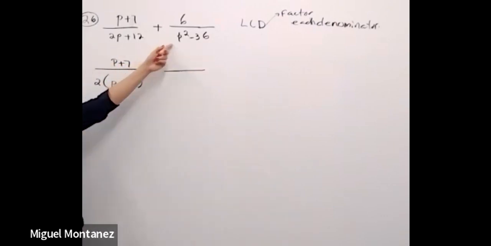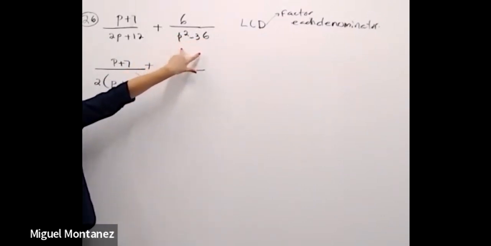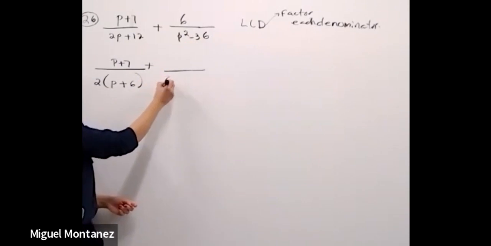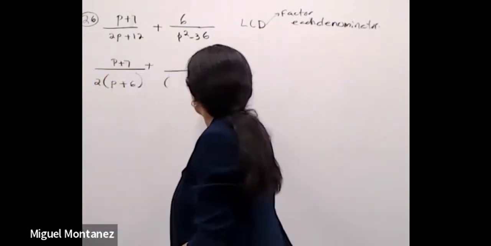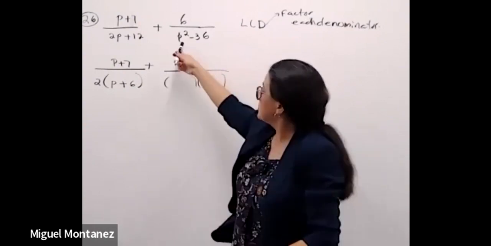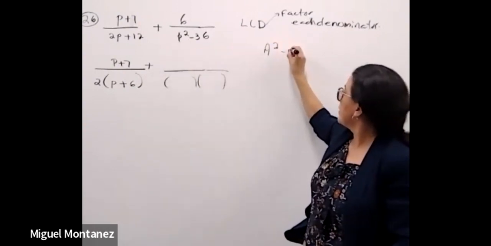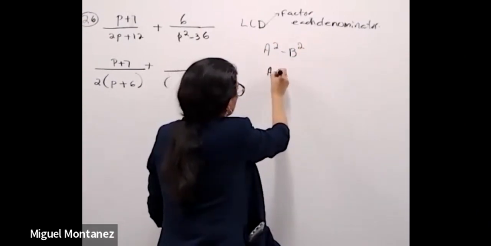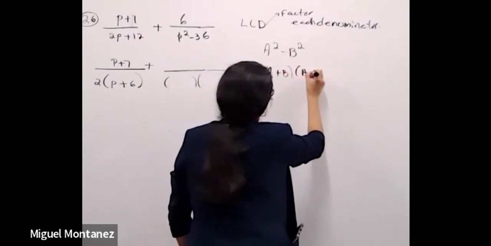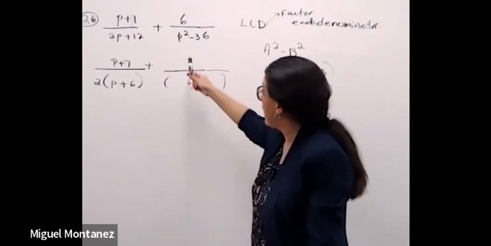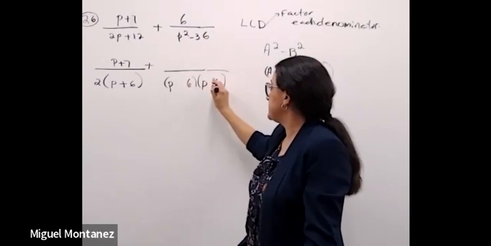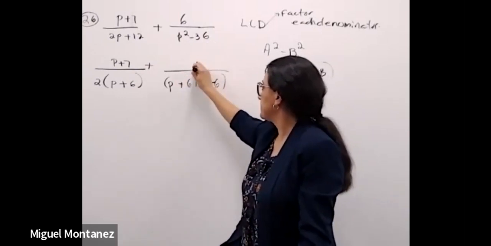The second one, we have p squared minus 36. So how do we factor? In this case, we have the difference of squares. Remember how to factor a difference of squares? A squared minus b squared, we factor as a plus b, a minus b. So in this case, we have p and 6, 6 and 6, one positive and one negative.